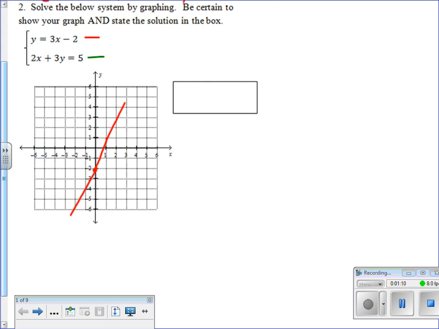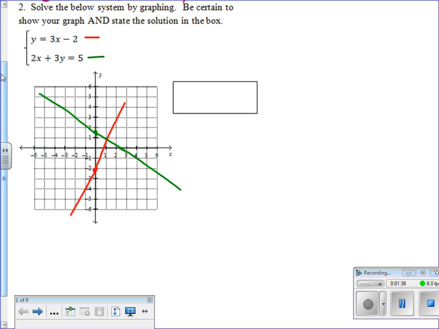I could put it in mx plus b form, but that's not really going to help a whole lot. So what I'm looking for is, my y-intercept is 5/3, which is 1 2/3, so 1 and a little bit more. Bless you. My x-intercept is 5/2, which is 2 1/2, so that's here. And it's going to go through.